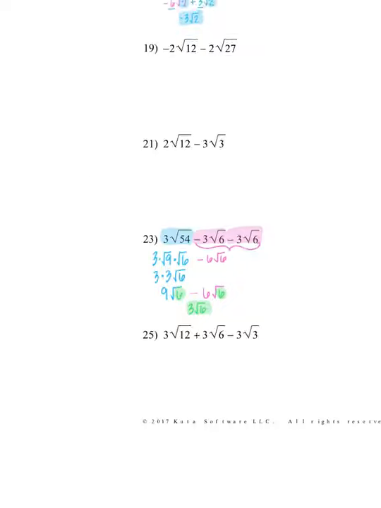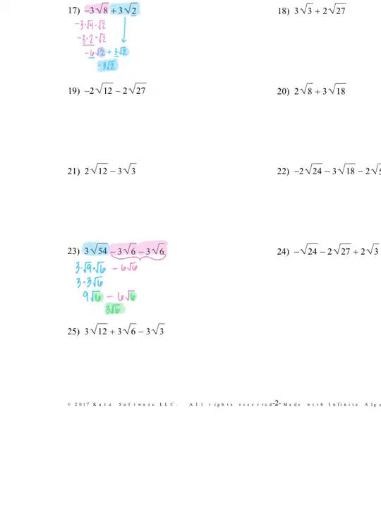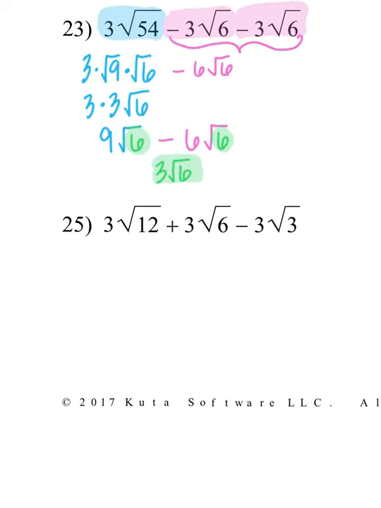Okay, I'm going to do one more with you, and that'll give you a couple to do on your own. So let's look at 25. Again, I'm going to highlight all of the like terms. So my first one is 3 radical 12. I don't have any other radical 12s. So I'm going to change and do 3 radical 6. I don't have any other radical 6s. So then I'm going to change and do negative 3 radical 3. Okay, so as of right now, I cannot combine any of these terms because none of them have the same number under the radical.